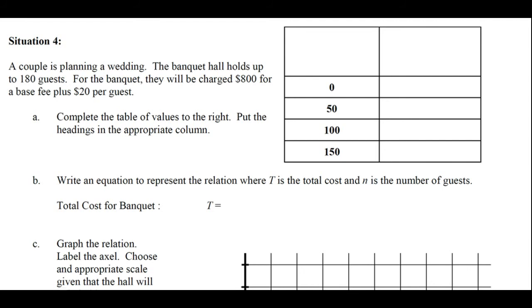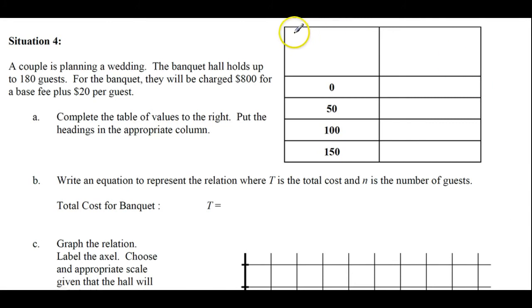Situation 4, a couple is planning a wedding. The banquet holds up to 180 guests. For the banquet, they will be charged $800 for a base fee plus $20 per guest. Complete the table of values to the right. Put the headings in the appropriate column.